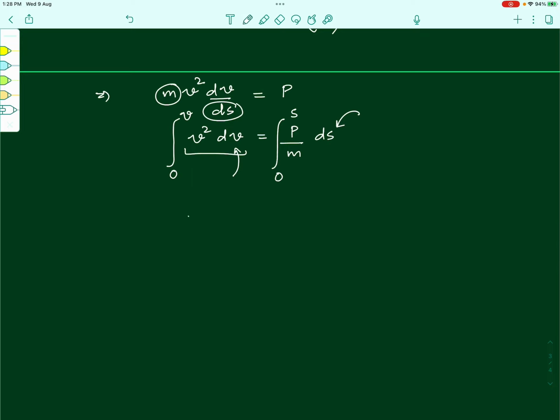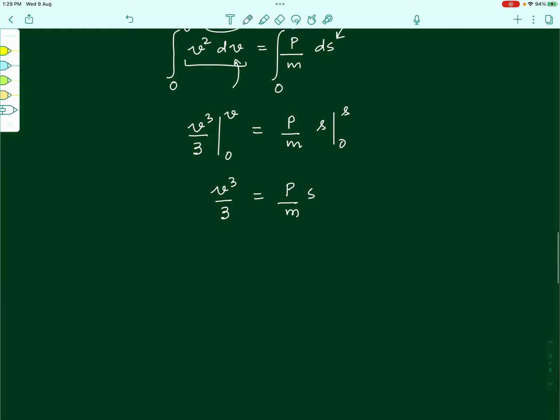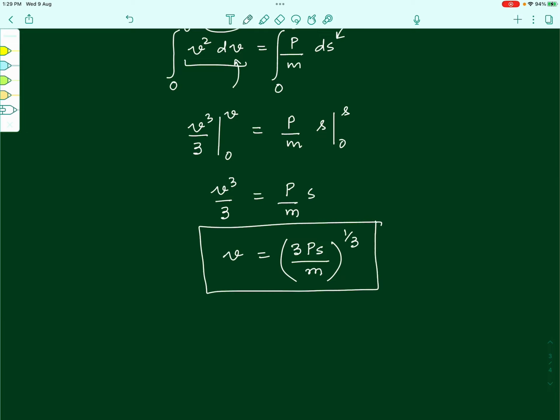Integral of v squared dv will be v cubed by 3, and when you put the limits from 0 to v, you will get the same value actually. On the right hand side, P, m being constants will come out of the integral, and integral of ds will be just s from 0 to s. Solve. V cubed by 3 is equal to P by m times s, and from here now we can easily find out v. See that v comes out to be 3Ps by m raised to the power 1 by 3. This is the required expression for speed of the particle as a function of s, its displacement, given the power and the mass of the body being constants.